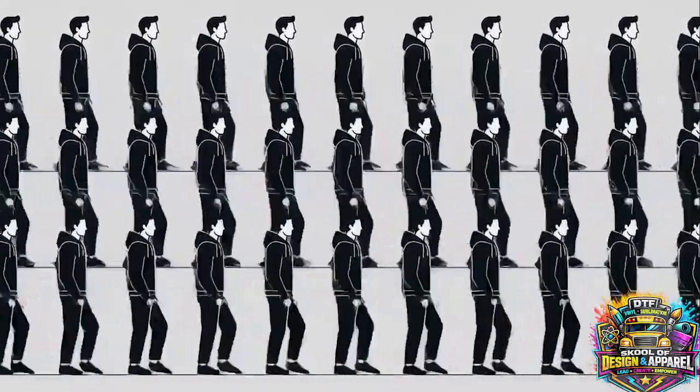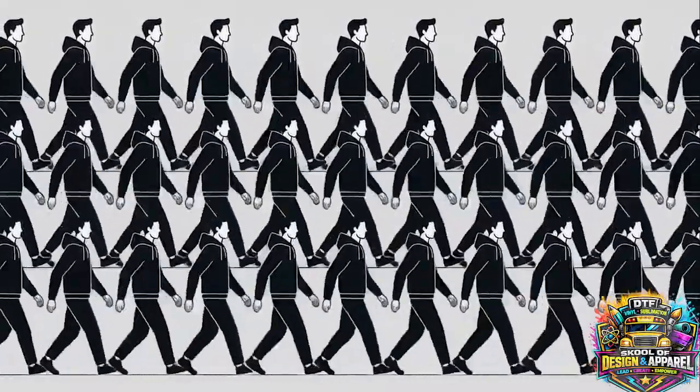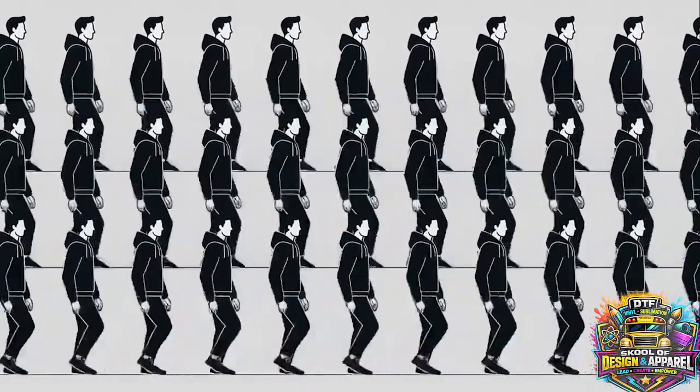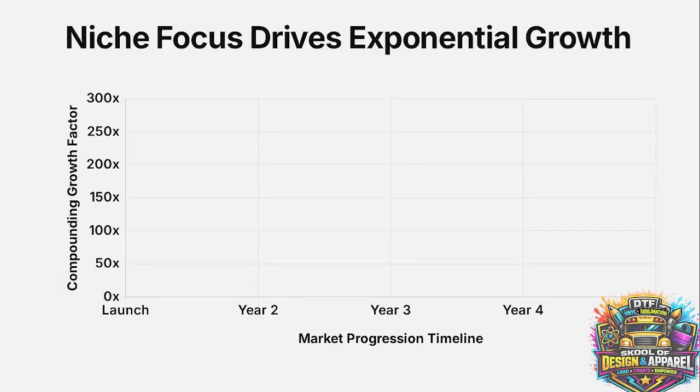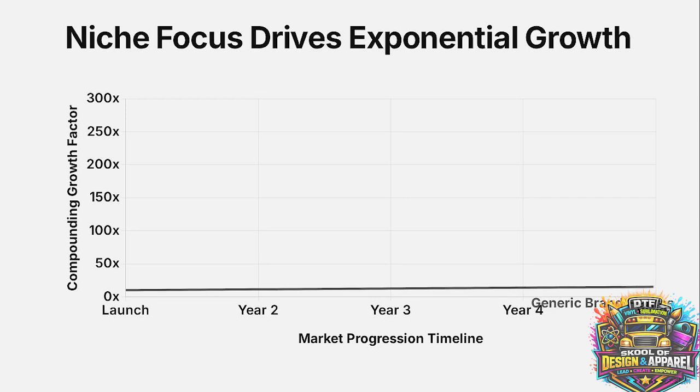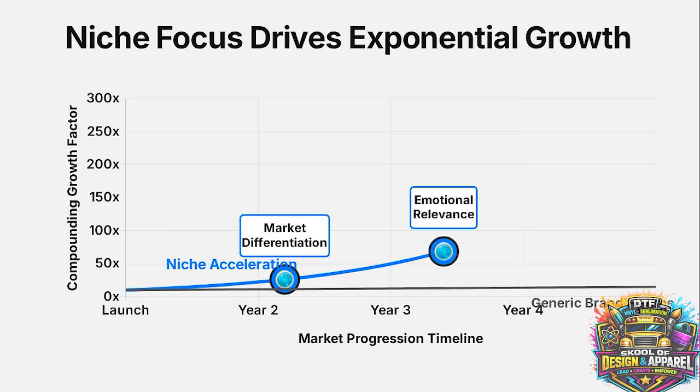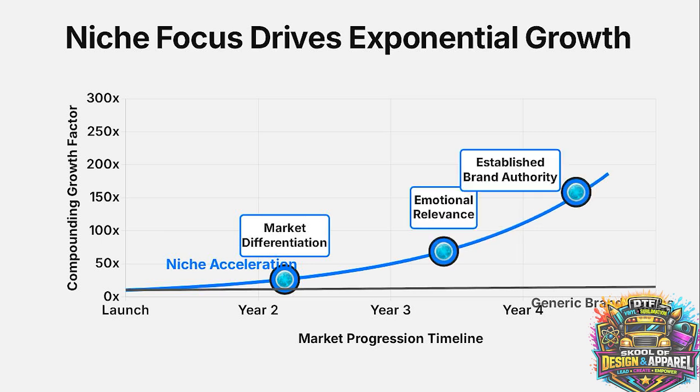When a brand aligns perfectly with its niche, it creates a sense of unity among its followers. We can track the strategic rewards on this graph. While generic brands flatline, this trajectory accelerates through market differentiation, emotional relevance, and established brand authority. These factors mathematically drive the business forward, resulting in higher conversion rates and fierce customer loyalty.